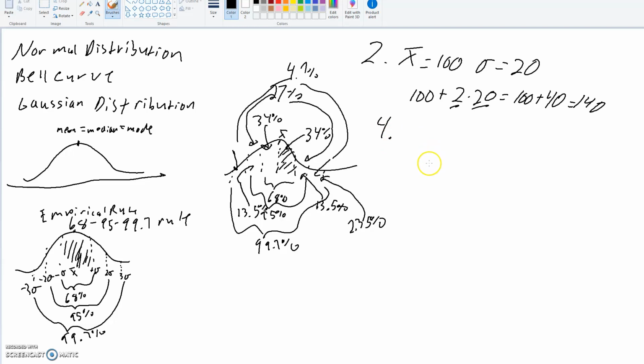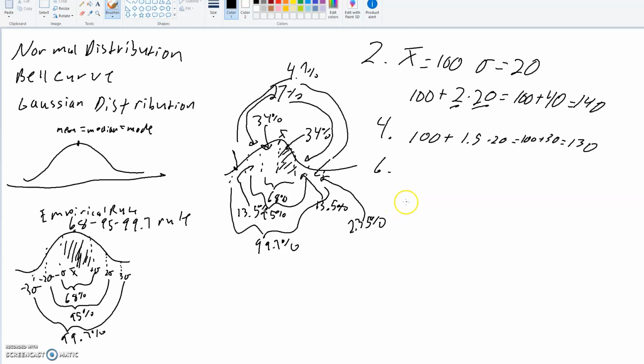Number 4 says, well, what about 1.5 standard deviations above the mean? Same thing, we're just going to have 100 plus 1.5 times 20. And 1.5 times 20 is 30, so we have 100 plus 30 is 130.